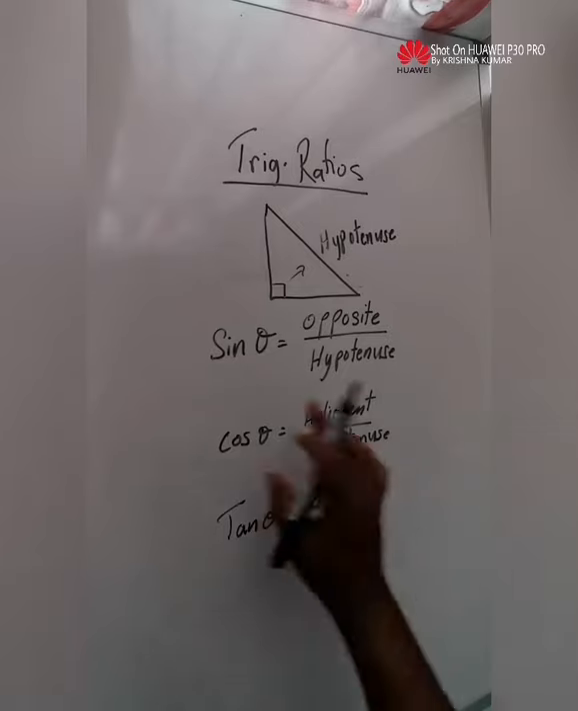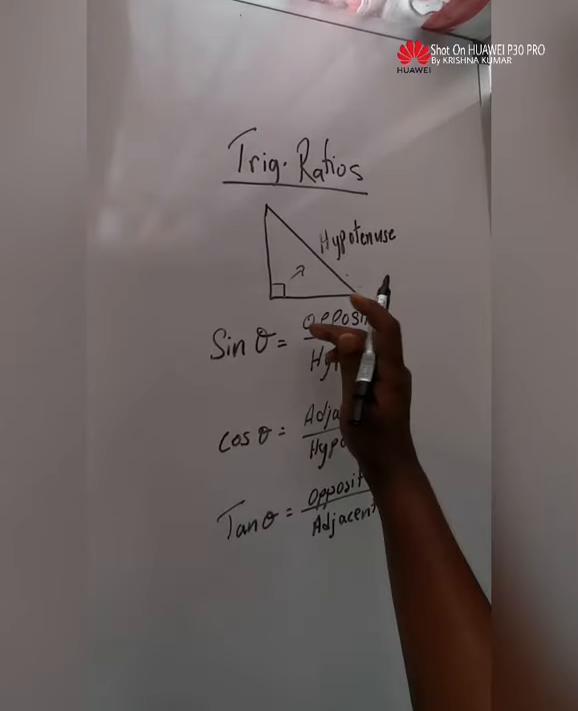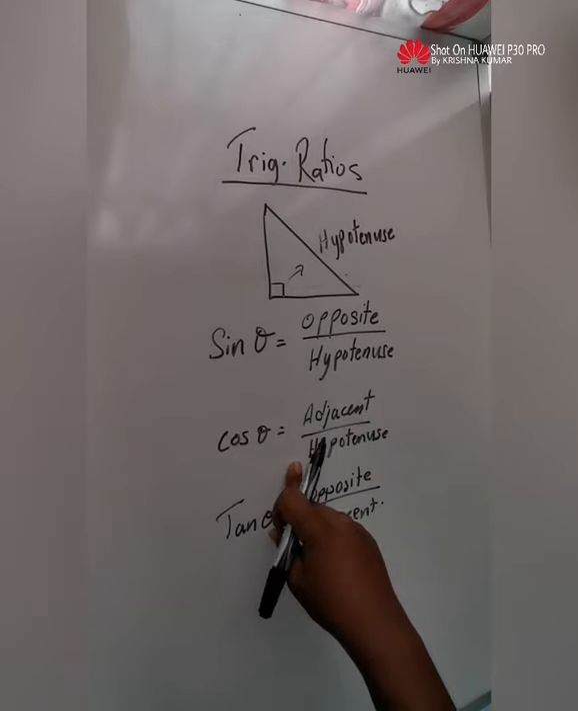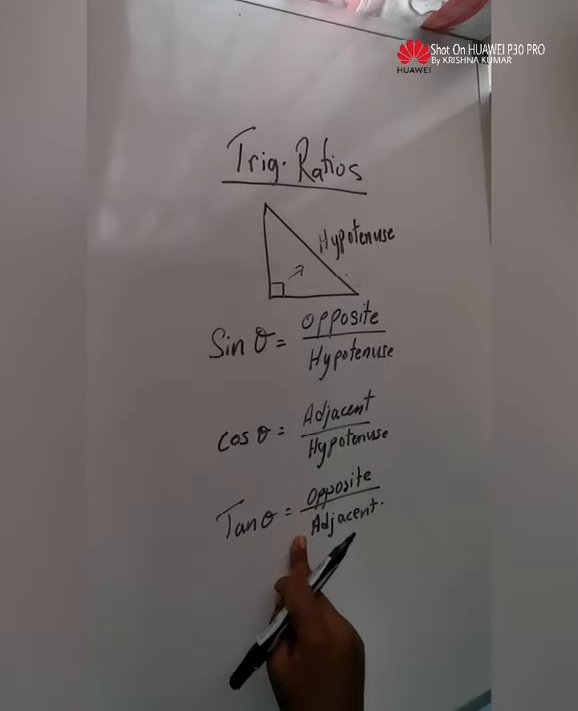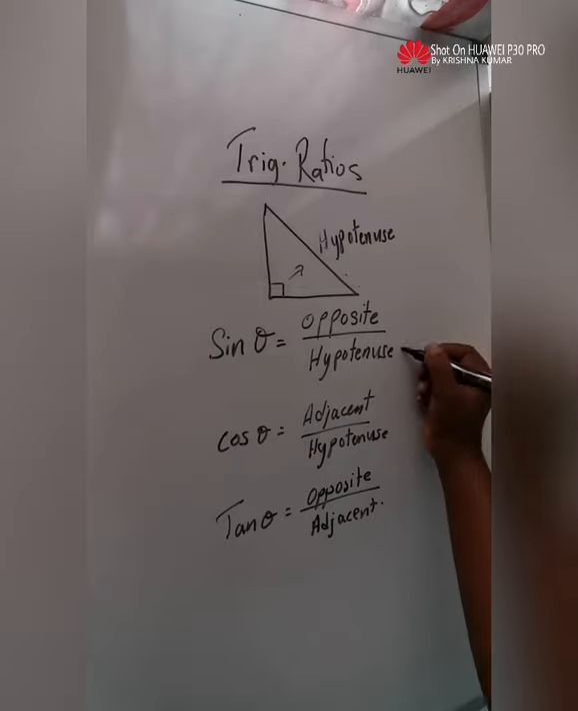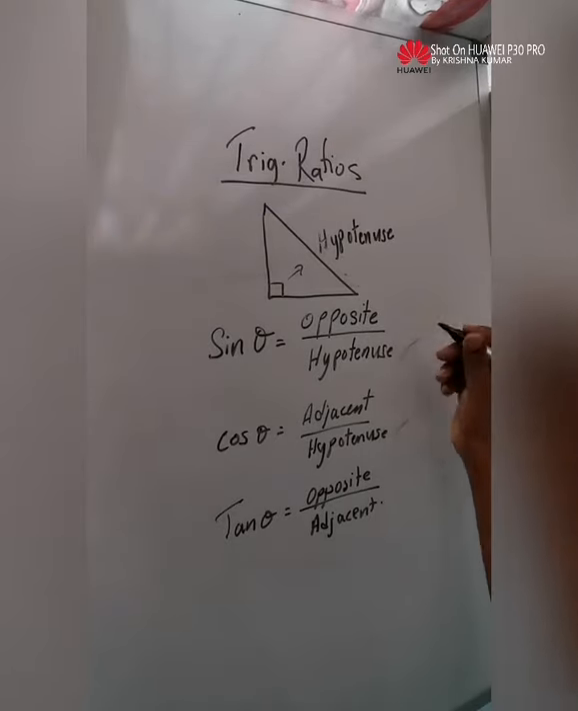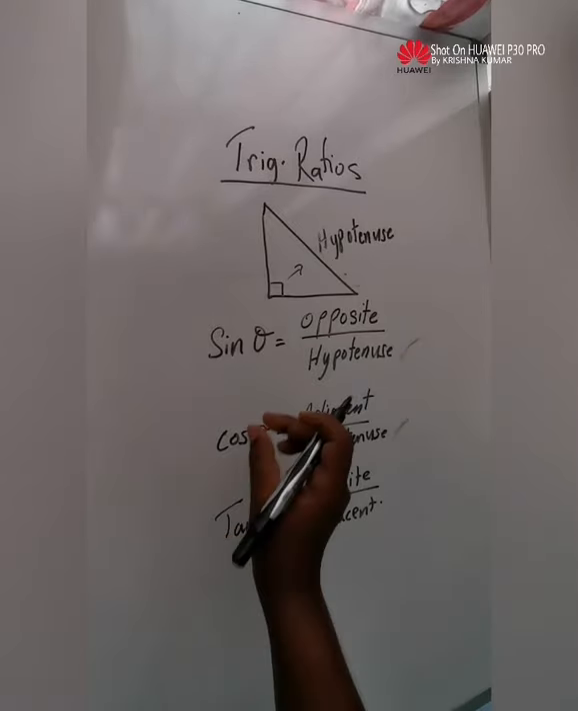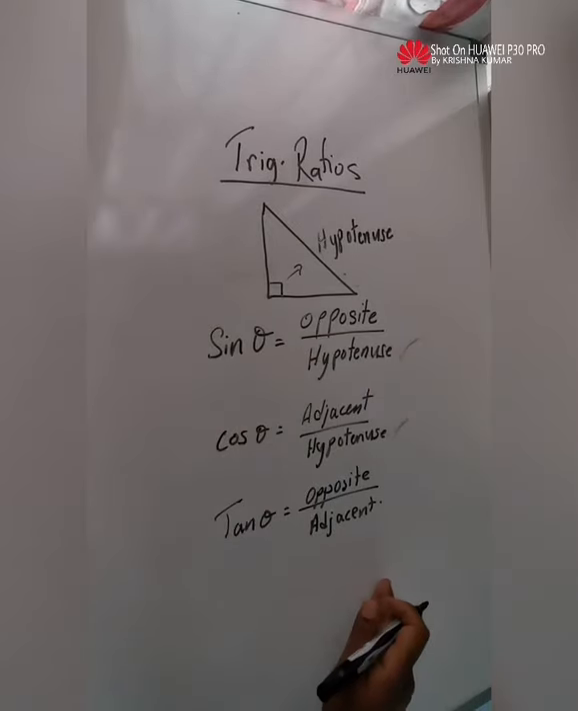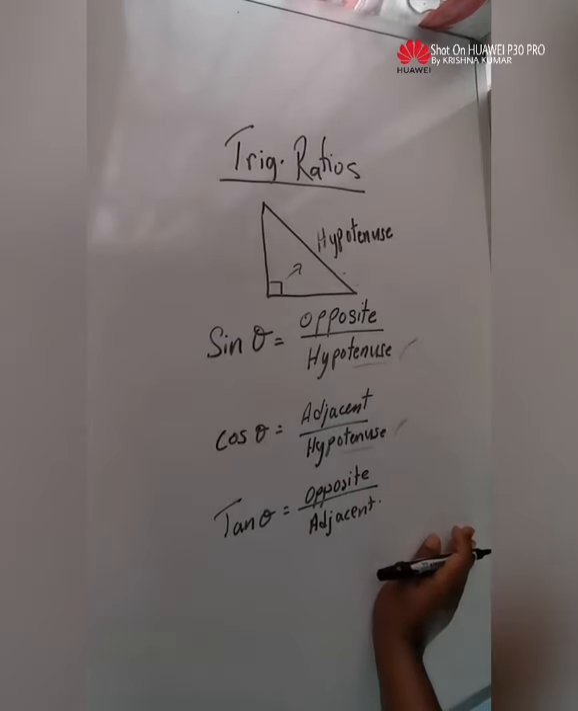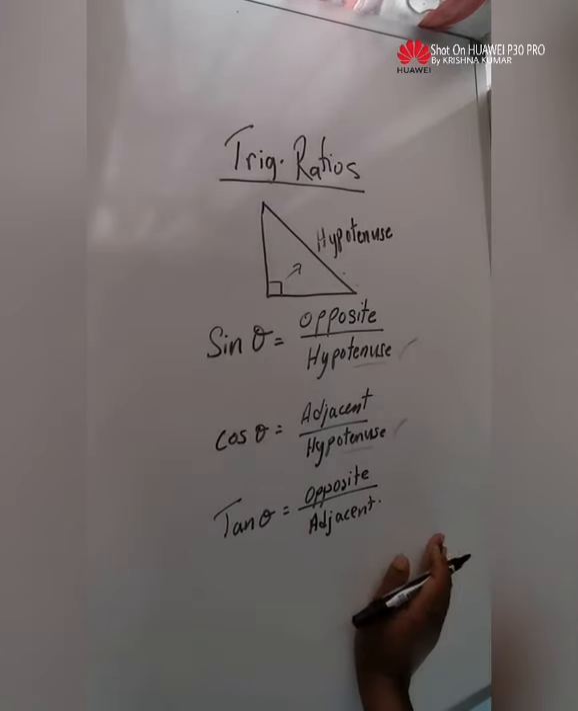Now sine theta is equal to opposite over hypotenuse, cos theta is equal to adjacent over hypotenuse, and tan theta is equal to opposite over adjacent. Well, you already know where to find the hypotenuse. So if you're given a question with an angle and you have to find the missing side, you could easily identify which side is the hypotenuse, which would make it easier to solve.